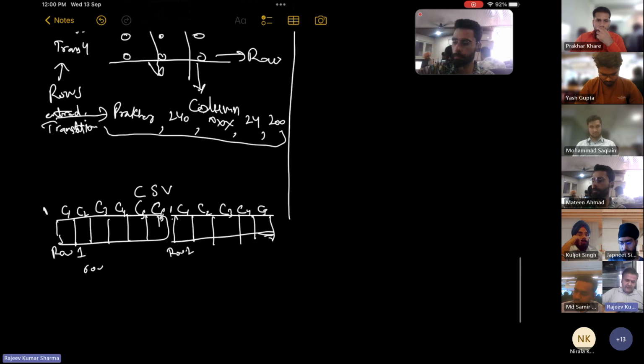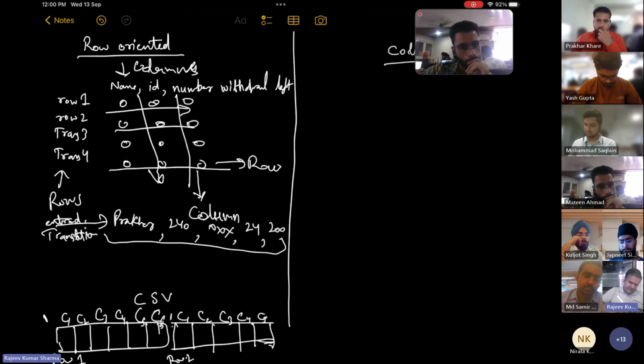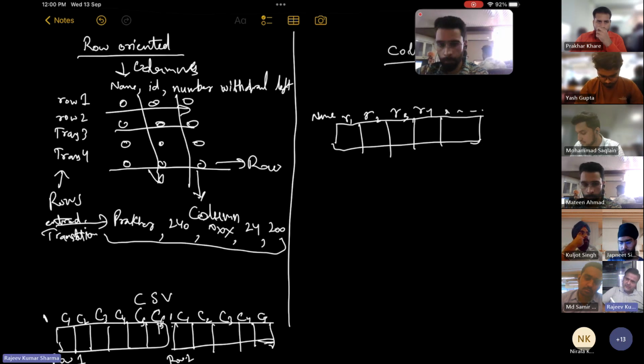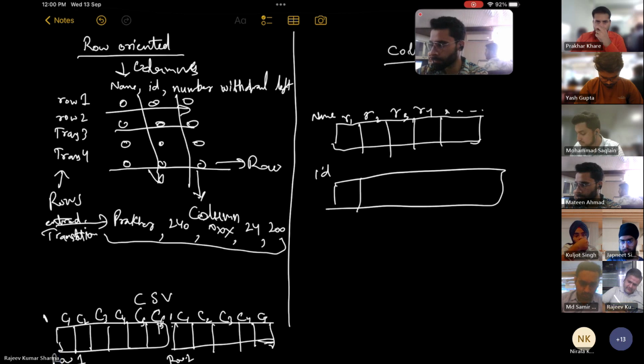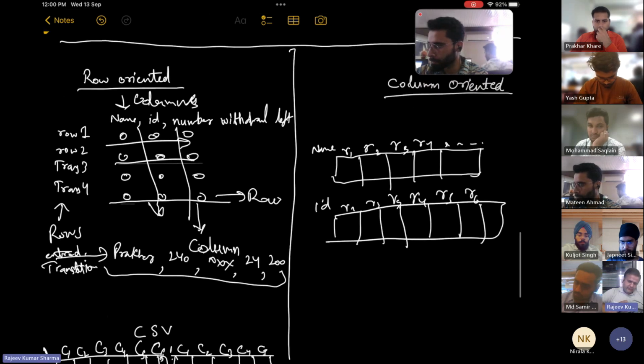This is row-based. And in column-based data structures, the data is stored first, in sequential manner, as the name column: all the rows of the name column, row 1, row 2, row 3, row 4, and so on, are stored sequentially. Next, the ID column will be stored. Column-wise, all the rows will be stored in this particular structure. So this is how, in columnar or vertical form, the data is stored.